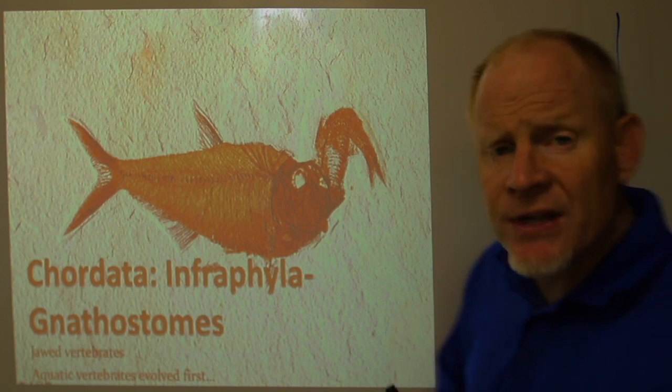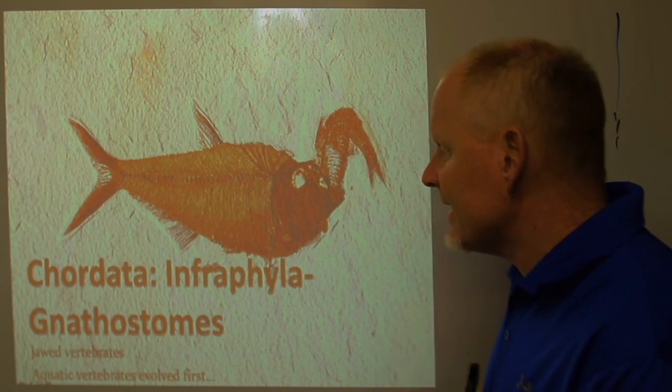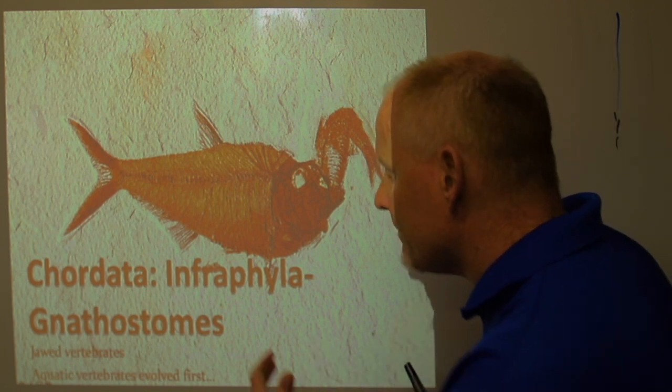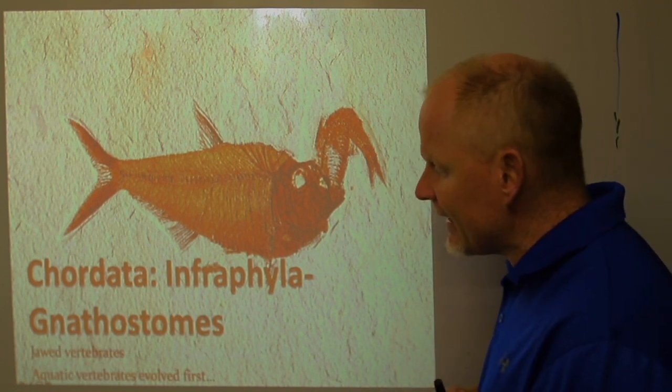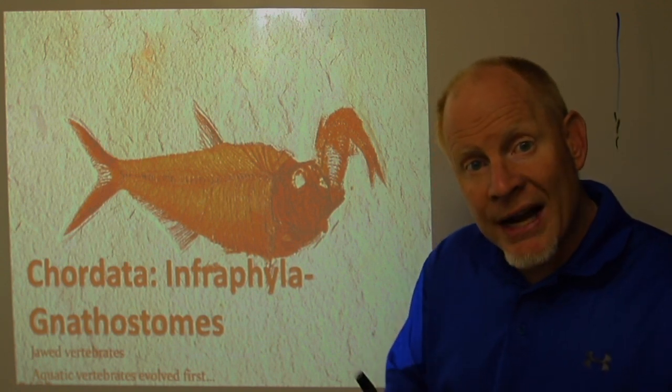All right, so those are the cyclostomes. Now we're going to do the gnathostomes. So we have basically Chordata, subphylum Vertebrata, infraphylum Gnathostomata. All right, this infraphylum includes the jawed vertebrates, and there are aquatic and terrestrial vertebrates.